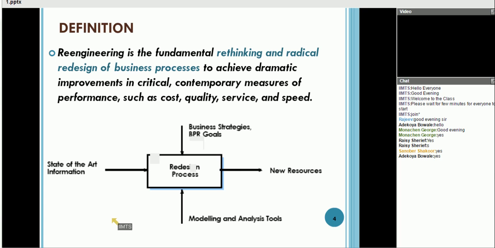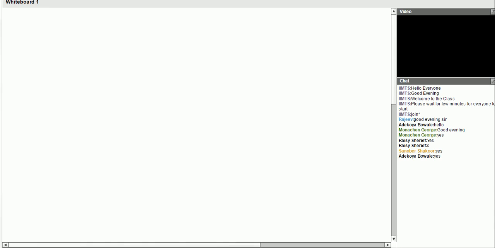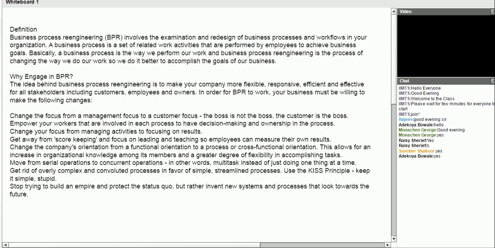Okay, let's see some more points about re-engineering. One second, let me write it down. Okay, let me write it in the whiteboard. Can you see? This is the definition part, and this is the points part.